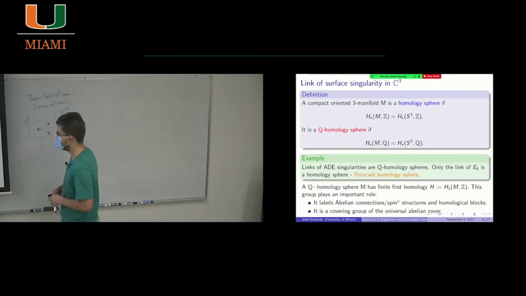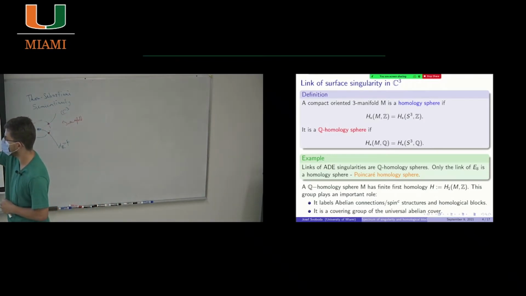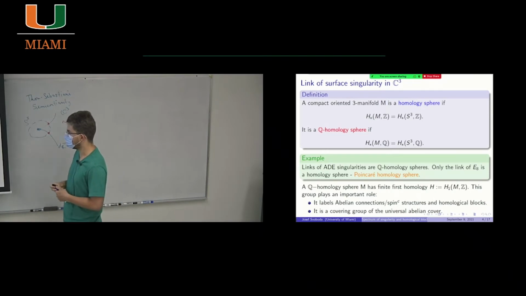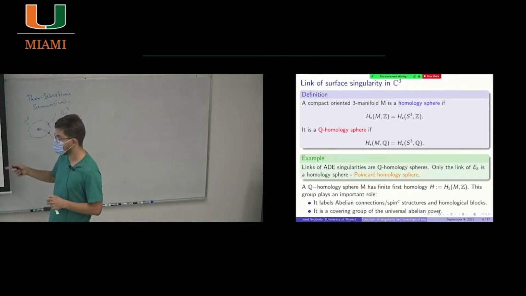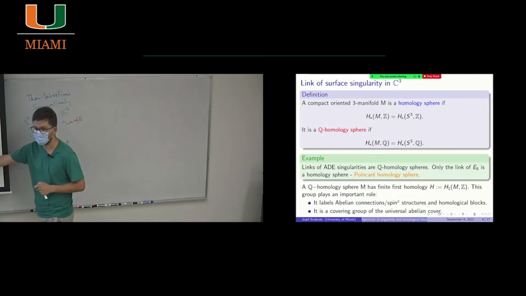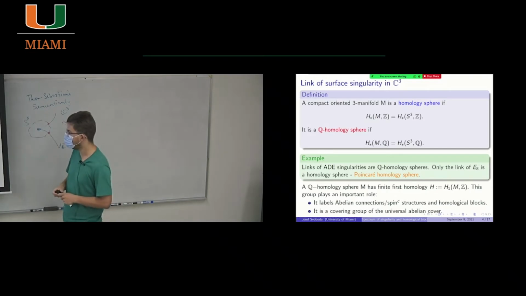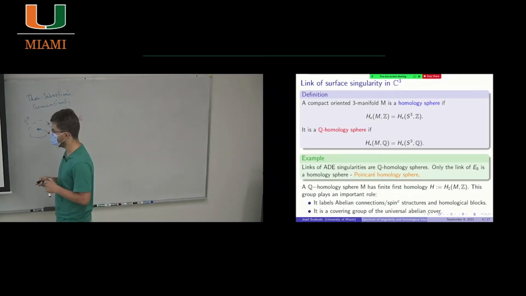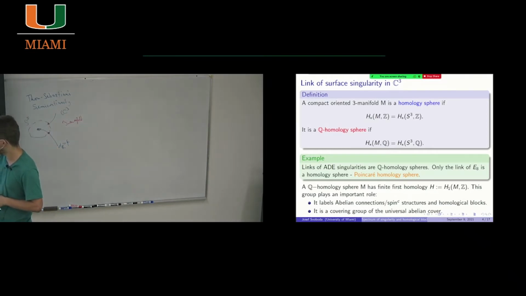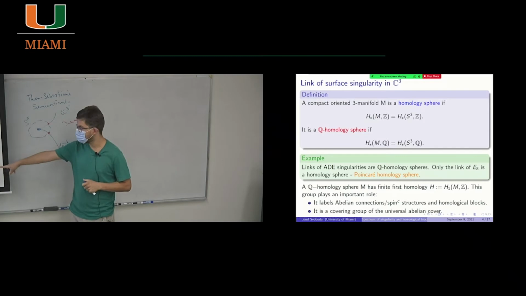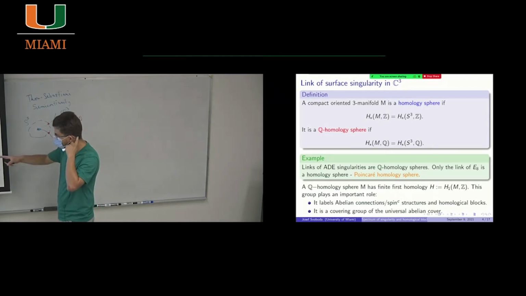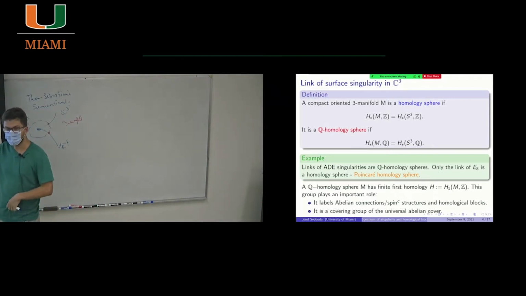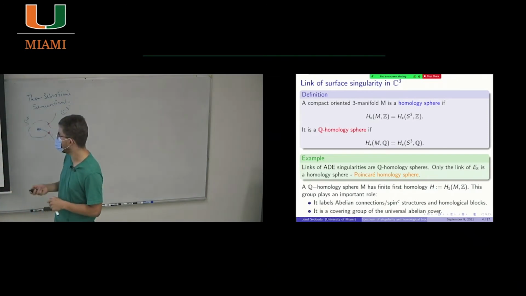We call this finite group H, and it plays an important role. On the topological side, it labels the abelian connections, like U(1) connections, and also the spin-C structures, and also the homological blocks, which I will talk about. On the analytic side, on the side of the singularity, it is the covering group of the universal abelian cover, which I'll talk about too. So those are two things where it plays an important role. Also, there is a bilinear form or quadratic form on this group, which is also important. It's called the linking pairing.